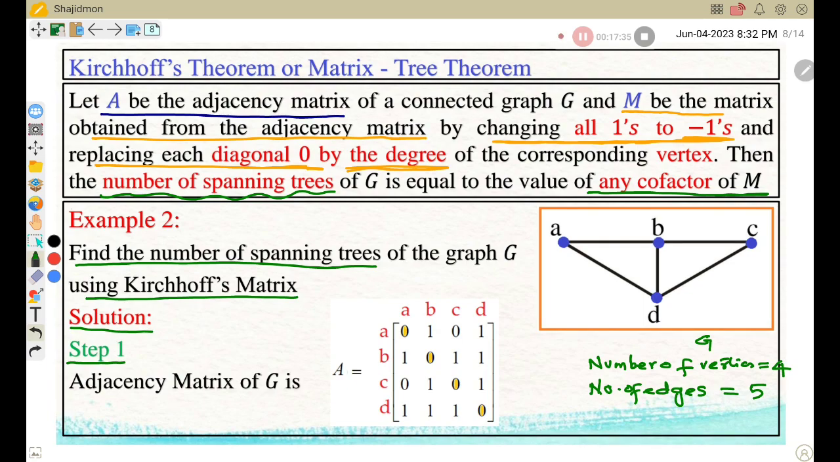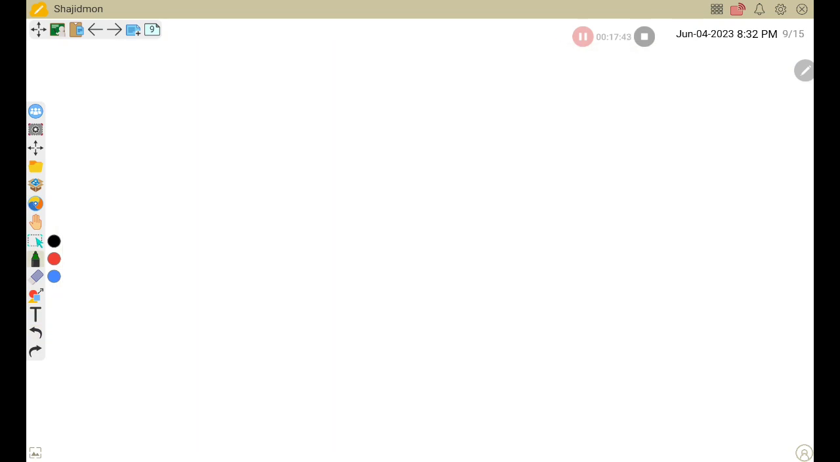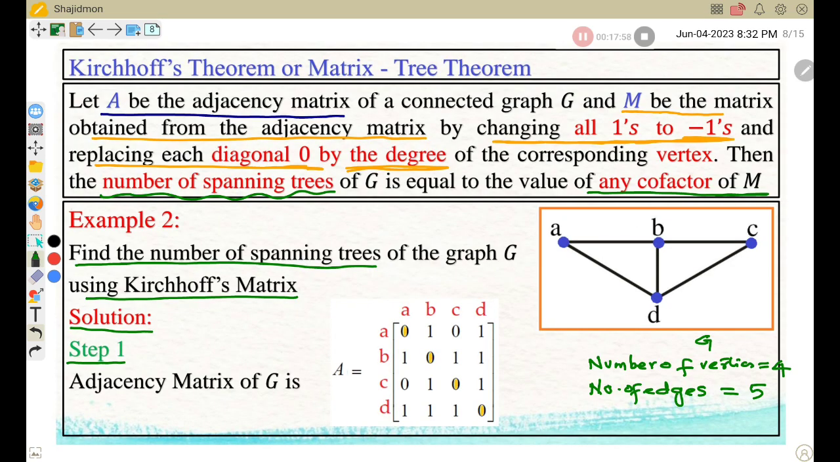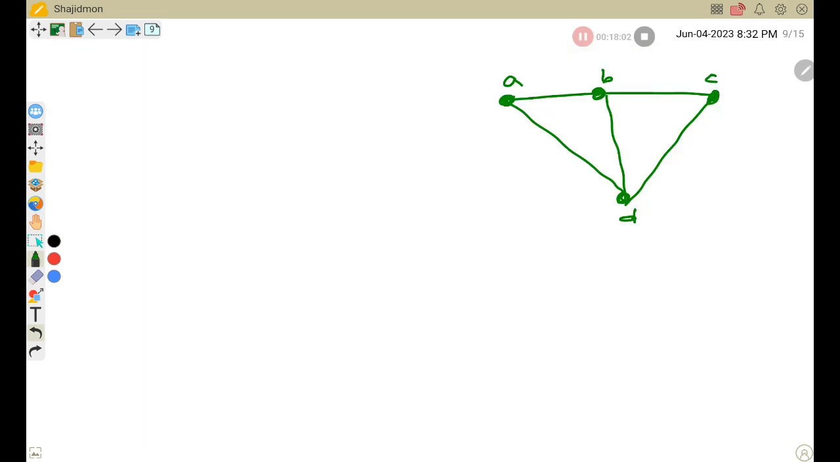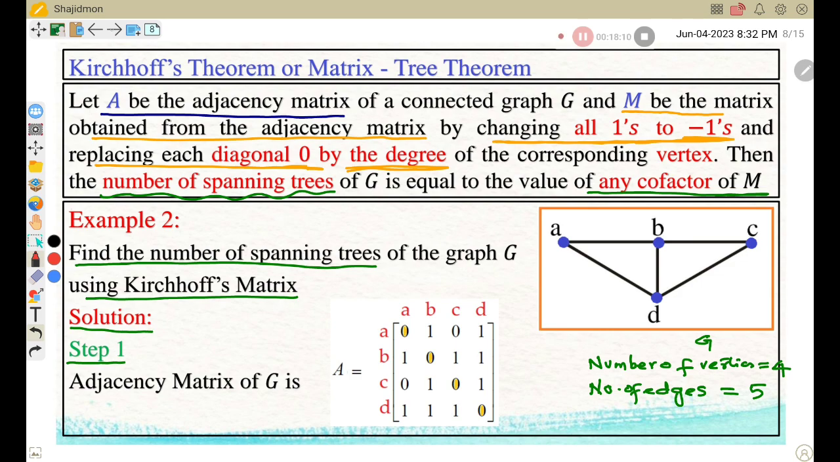What is the adjacency matrix of the graph G? How do we form the adjacency matrix of a graph G? You know that one, correct? Even so, I will show it here. See, I am drawing the graph again here. These are the vertices: A, B, C and D. Now I am writing the adjacency matrix here. From this graph I can form the adjacency matrix in the first step.